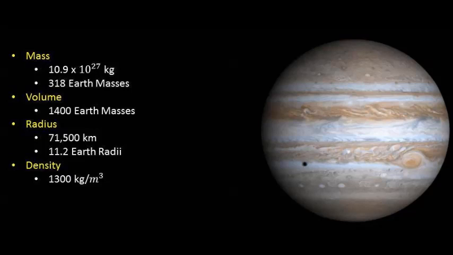Its density is 1,300 kilograms per cubic meter, and this suggests that it's obviously not made out of a rocky terrestrial type of material, but it's mostly hydrogen and helium, which are highly compressed. Since hydrogen and helium have densities at one atmosphere of only 0.08 kilograms per cubic meter for hydrogen and 0.16 kilograms per cubic meter for helium, this would indicate, of course, that the pressure on Jupiter must be enormous.